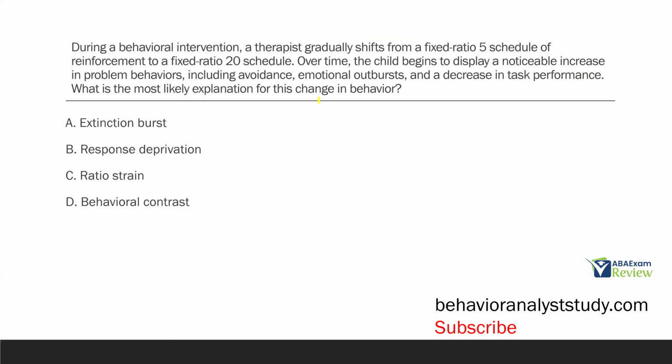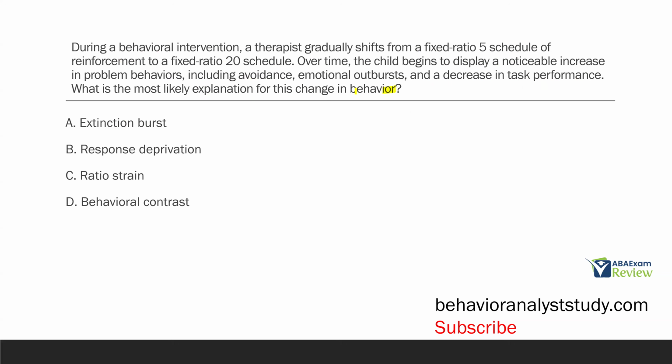During a behavioral intervention, a therapist gradually shifts from a fixed ratio 5 schedule of reinforcement to a fixed ratio 20 schedule. Over time, the child begins to display a noticeable increase in problem behaviors, including avoidance, emotional outbursts, and a decrease in task performance. What is the most likely explanation for this change in behavior?